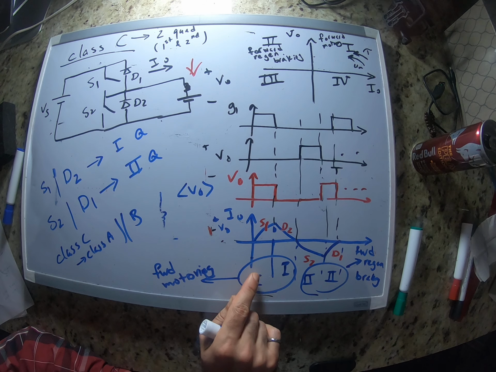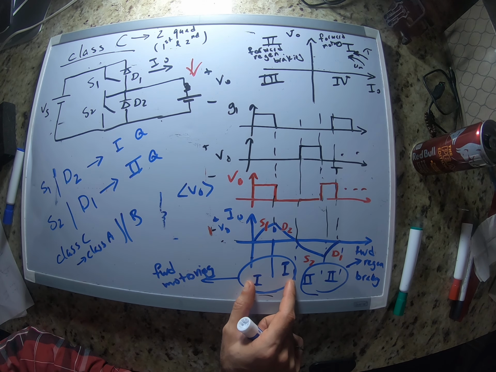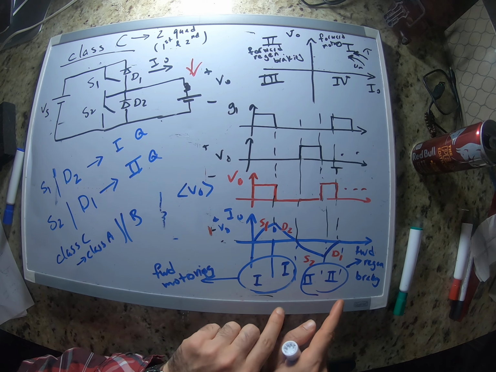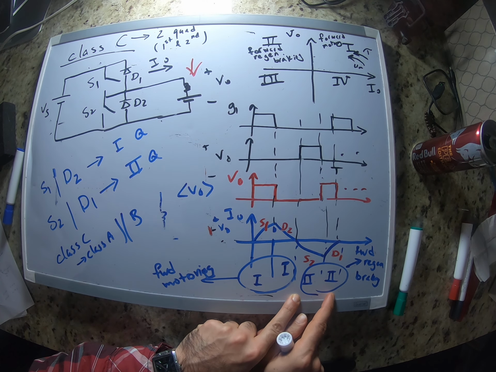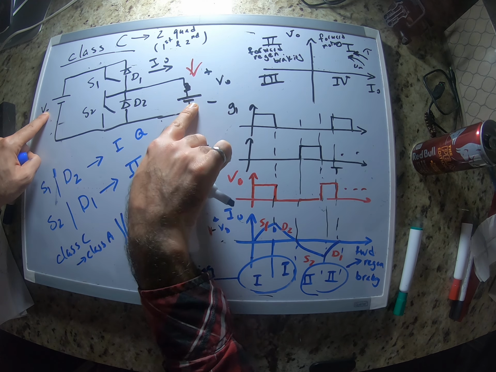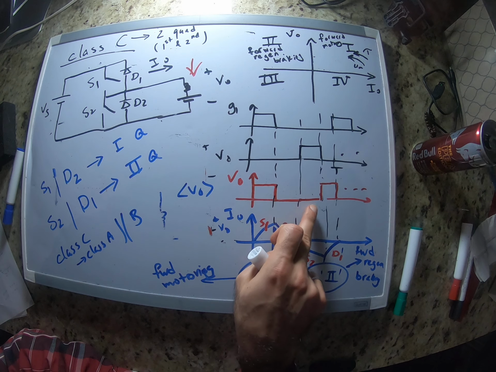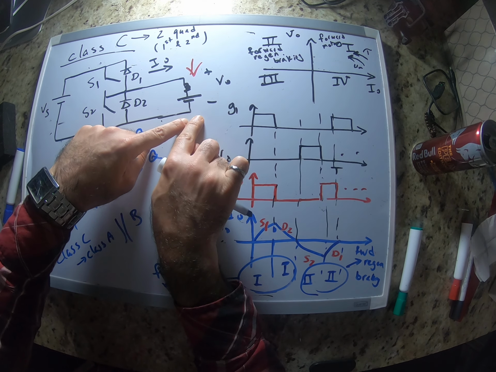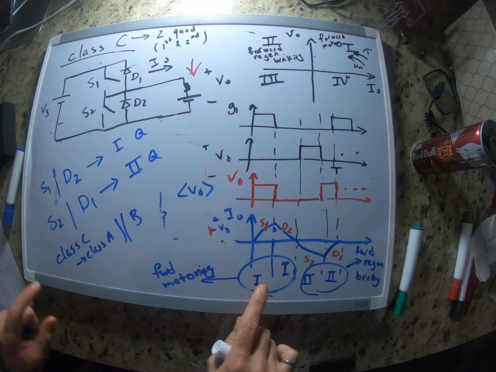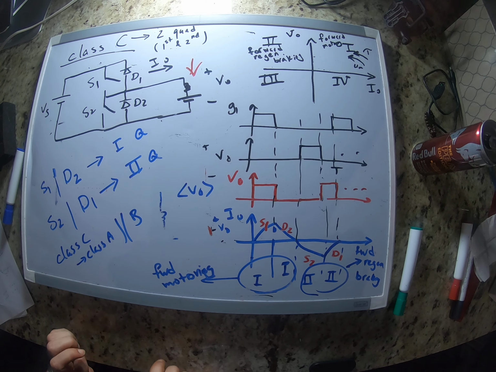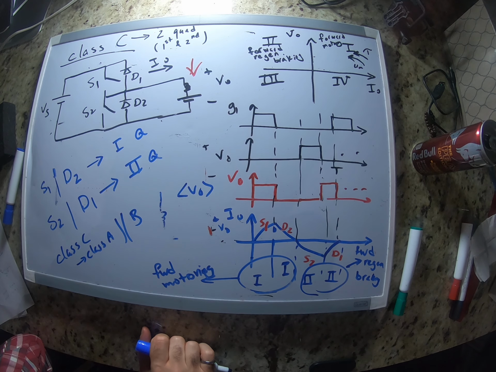So in these cases, when you're in the first quadrant, energy goes from source to the load. In this case, when you're in the second quadrant, the energy goes from load to the source. Okay? When current is negative but the voltage is positive, energy goes from load to the source. In the first quadrant, energy goes from source to the load. So that's basically the whole point about class C.